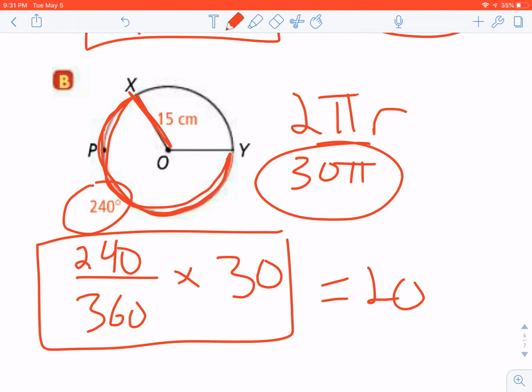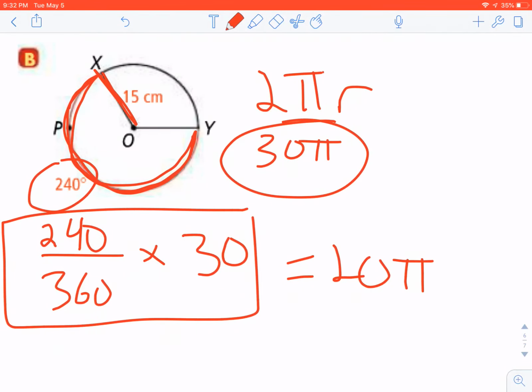It should give you 20. And then just reattach your pi, centimeters there on the end.